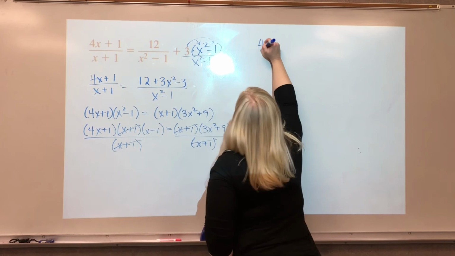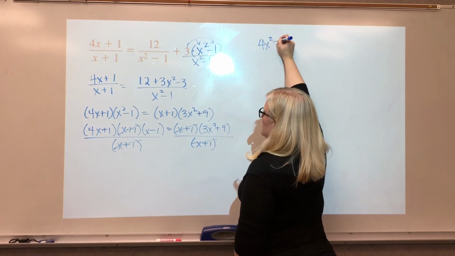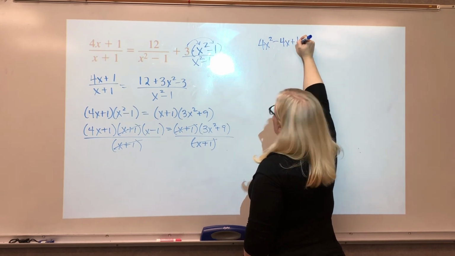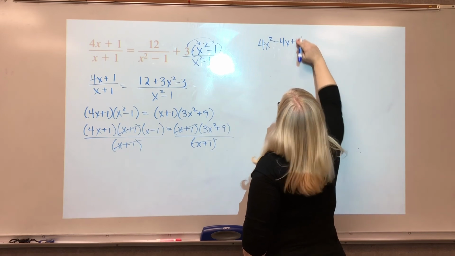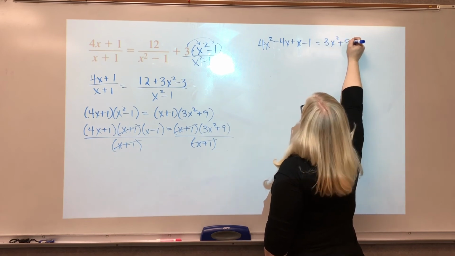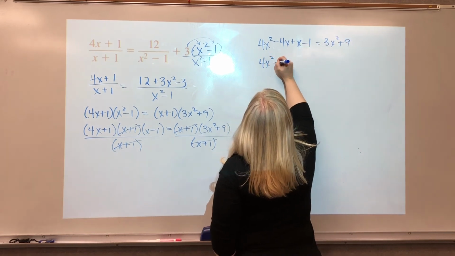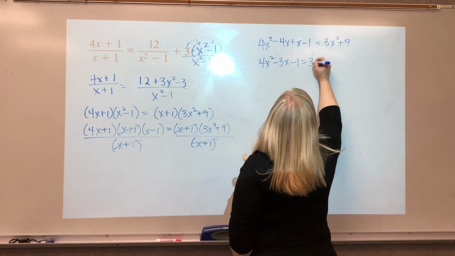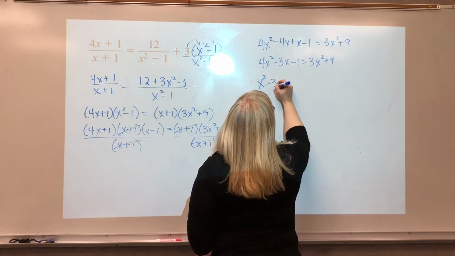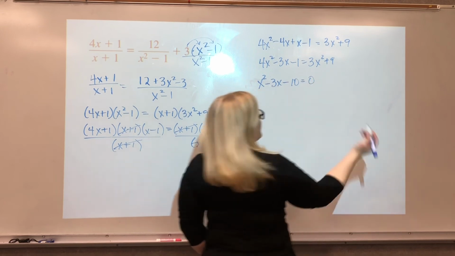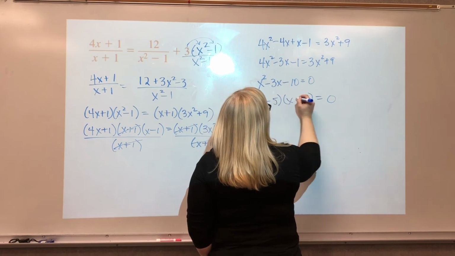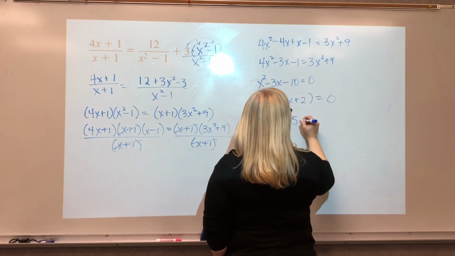And this gives me 4x squared minus 4x plus 1x minus 1 equals 3x squared plus 9. Combine like terms, 4x squared minus 3x minus 1 equals 3x squared plus 9. And then I'm going to move these over. So now I have x squared minus 3x minus 10, which is exactly what I had before. x minus 5 times x plus 2 gives me 5 and negative 2.